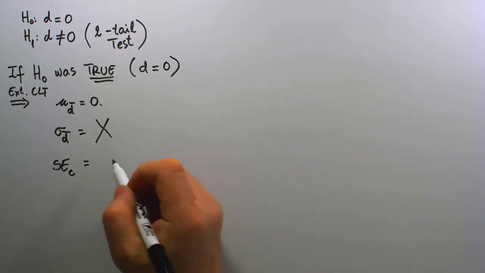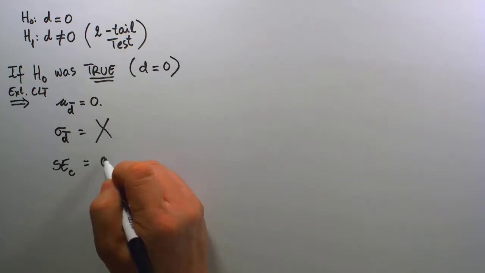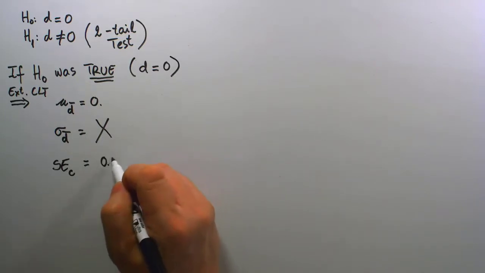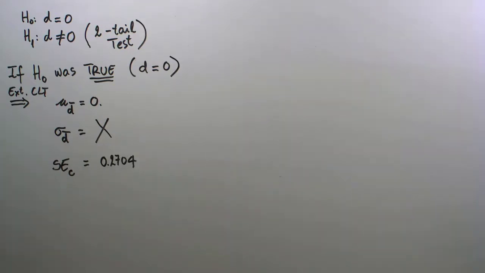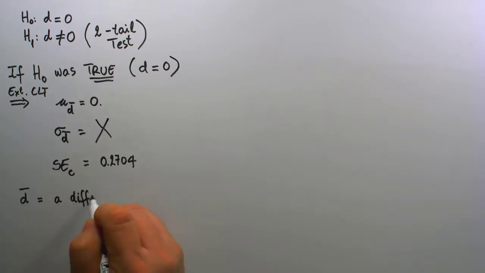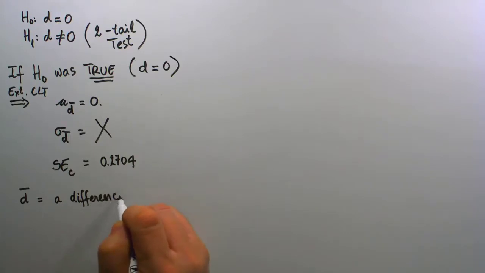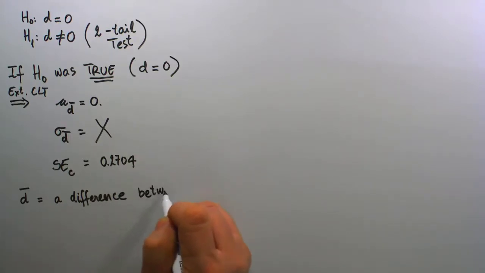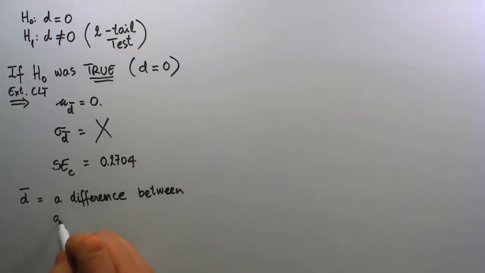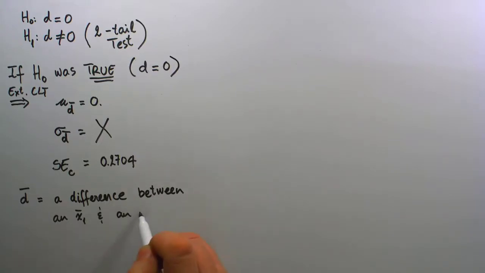And so the SEC here was calculated from an earlier question to be 0.2704. And again, recall that even though d bar is a continuous random variable, here I'm using a lowercase letter. But now seeing d bar as a random variable, it represents any difference between an x bar 1 and an x bar 2.